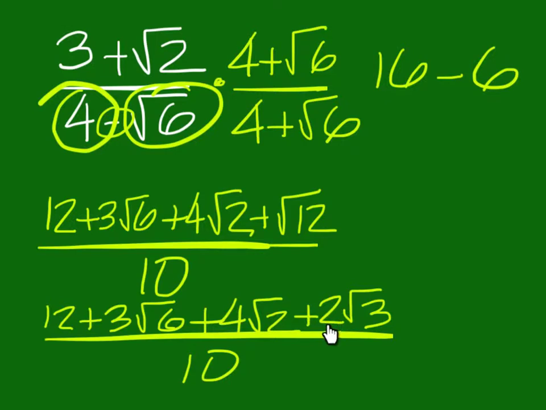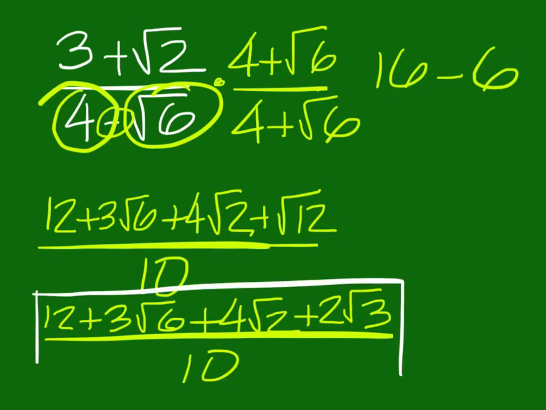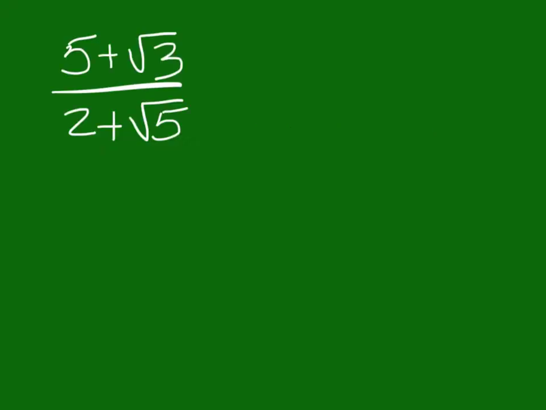There's nothing you can get out of all of those, along with the 10. So your final answer is right here. Here's example 2. On the bottom, it's 2 plus square root of 5, so you have to multiply the top and the bottom by 2 minus square root of 5.